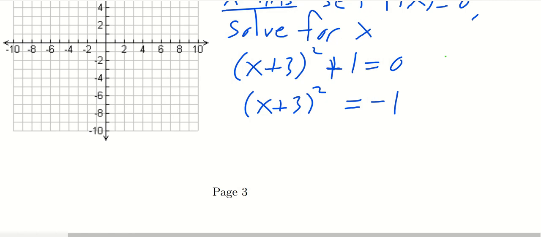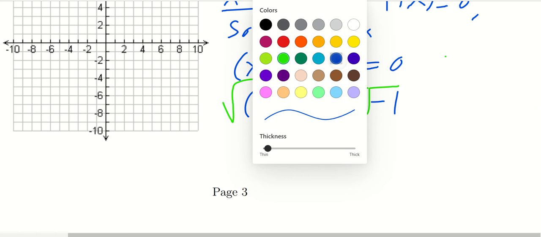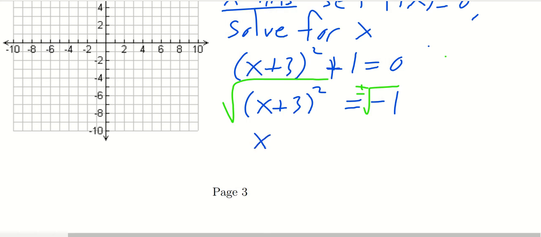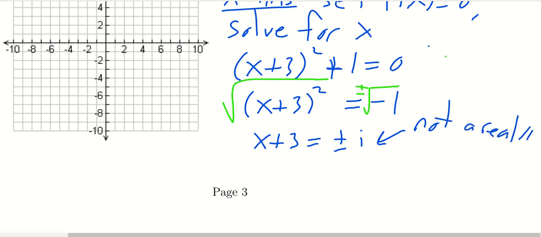The next step is we want to get the x by itself, so we're going to do the square root of both sides, remembering to do a plus minus on the right-hand side, and we get this. x plus 3 equals plus or minus the square root of -1, which is i. We know this solution is a complex number, but it's not a real number. And whenever we're graphing in the xy plane, everything we're graphing is real values. So the takeaway and the interpretation of this is that this particular graph is not going to have any x-intercepts.